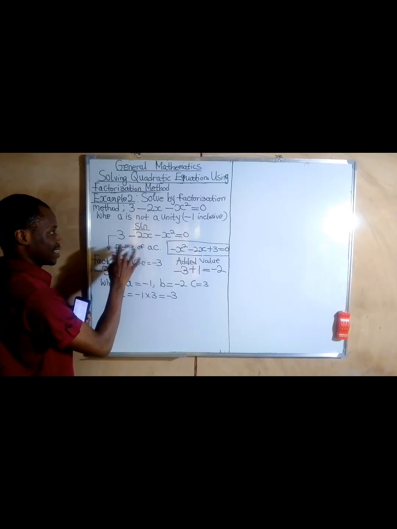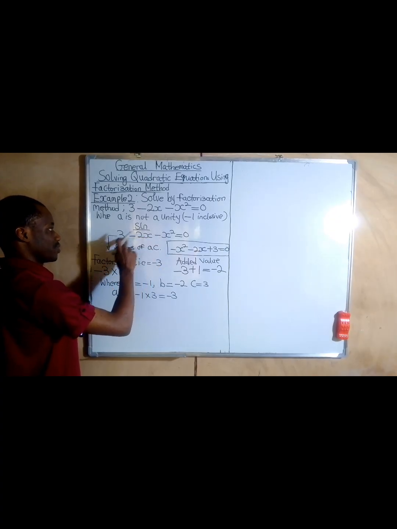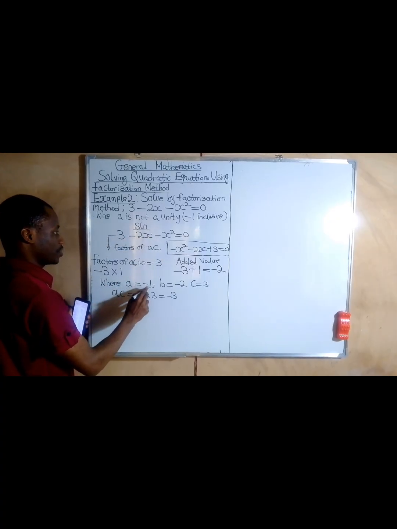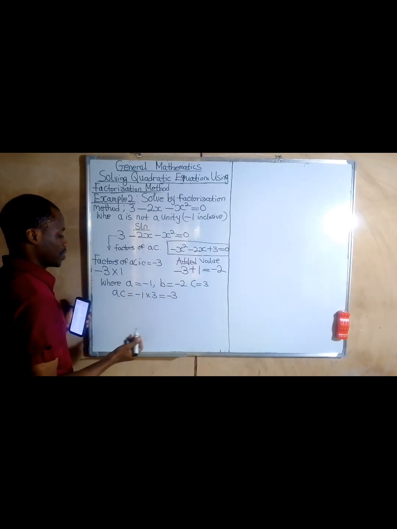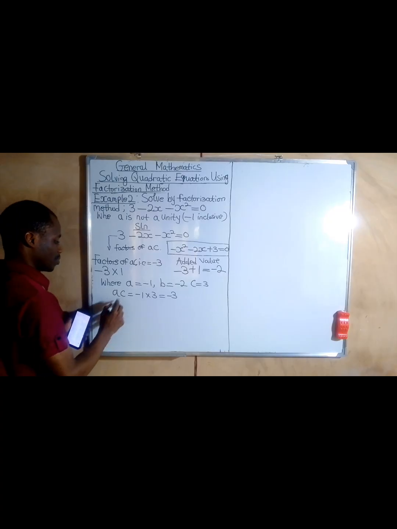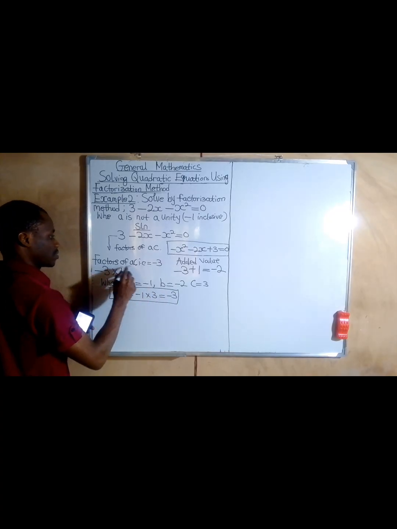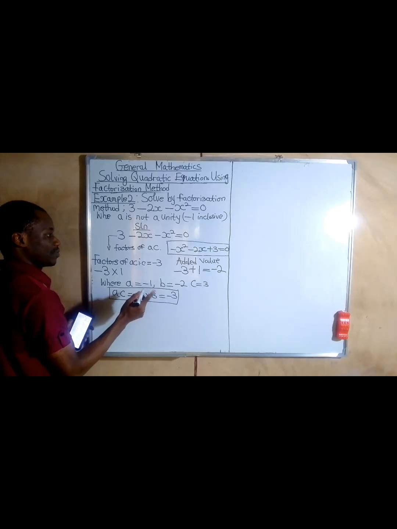So in this aspect, when you have minus 1, no longer like positive 1, or maybe 6, yeah, 2 times 2 with 3 to give you 6. We say 3 times minus 1, which I did here, where A coefficient is minus 1, B is minus 2, C coefficient is 3. So that's it. So we have multiplied our AC. So factors of AC, that is minus 3. Then the added value will give us minus 2.